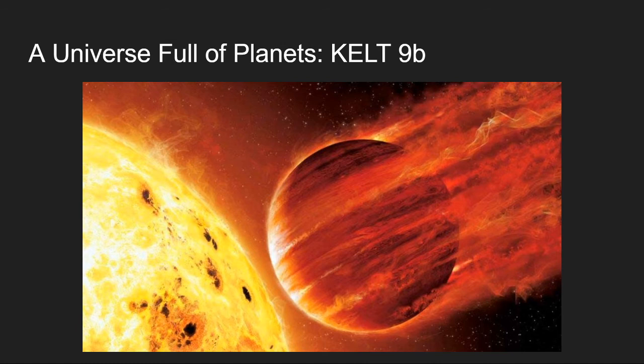All right. So KELT 9b is the hottest exoplanet that we have found. It is a super Jupiter, so it's about 3 times the mass of Jupiter and about 2 times the size of Jupiter. But it is so close to its star that temperatures reach about 4,600 Kelvin, which is, to give you a comparison here, about as hot as some low-mass stars get. So this is a planet that's hotter than some small stars. And because it's so hot, it's really puffed up and is actually losing its atmosphere. And that's what you're seeing in this artist's rendition here, it kind of losing its atmosphere because it's so hot and so puffed up.